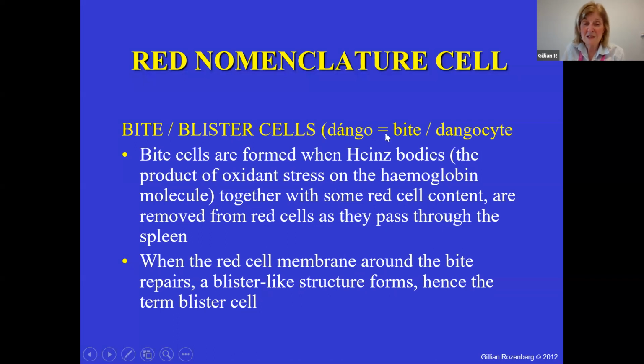Bite cells and blister cells. Bite cells are found when Heinz bodies, the product of oxidant stress on the hemoglobin molecule, together with some red cell content, are removed from the red cells as they pass through the spleen. When the red cell membrane around the bite repairs, a blister-like structure forms, hence the term blister cells.